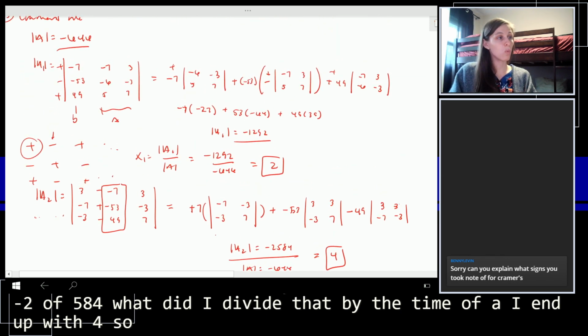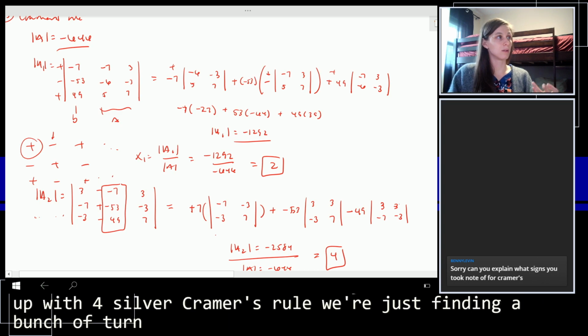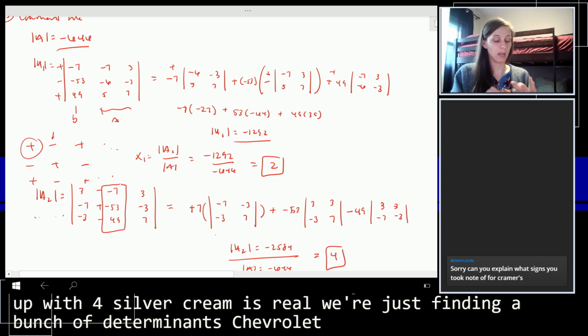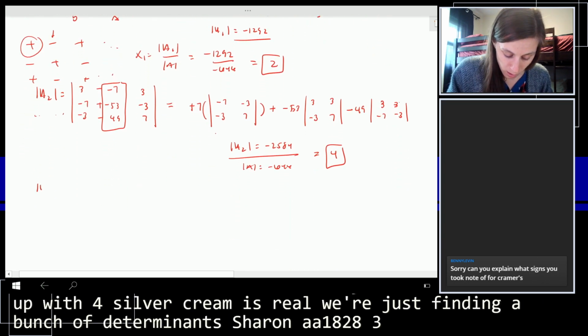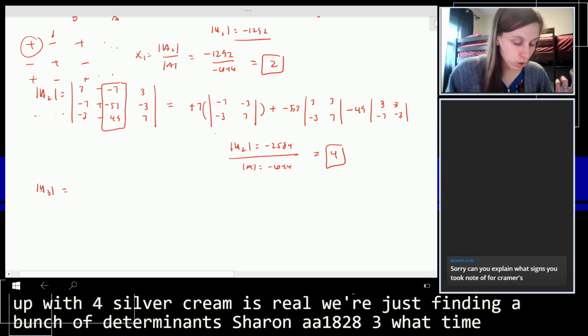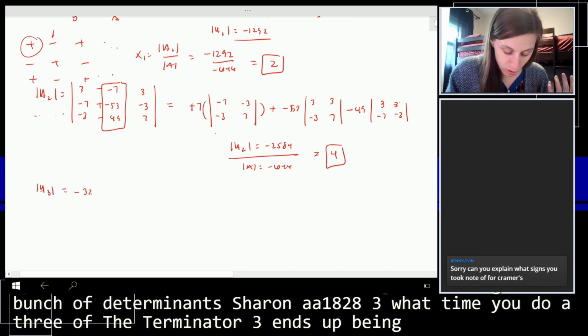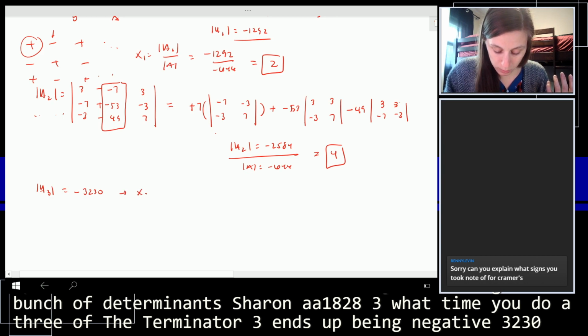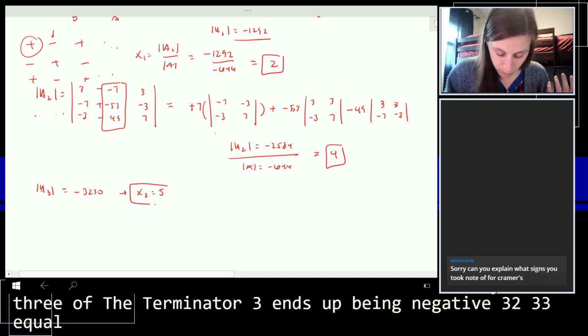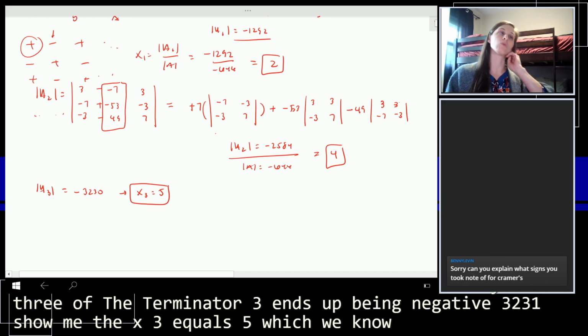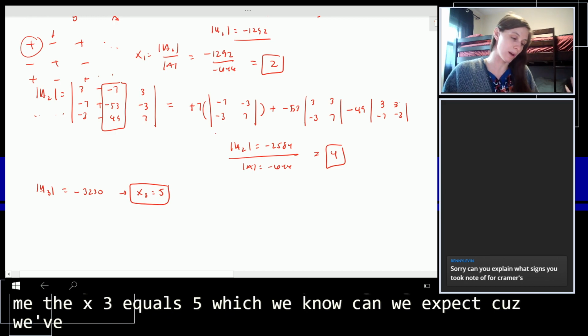So for Cramer's rule, we're just finding a bunch of determinants: determinant of A, determinant of A1, A2, A3. I don't have time to do A3, but the determinant of A3 ends up being -3230, which tells me that x3 equals 5, which we know. That's what we expect, because we've already solved it using 3 methods.